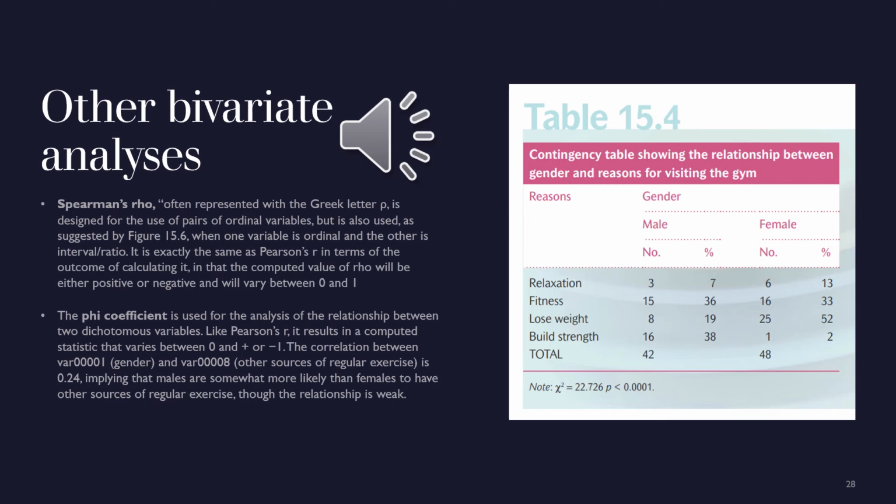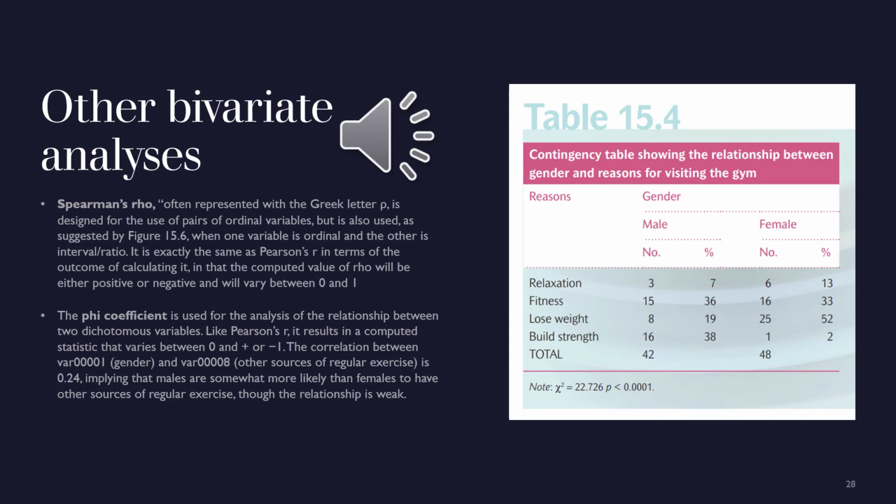The concept is very simple. Spearman's rule is designated for the use of pairs of ordinal variables, that is, categories in a specific order but not with a specific ratio apart. Now it's exactly the same as Pearson's. However, it's simply because one variable is ordinal and the other is an interval or ratio variable. However, you will still end up with a positive or negative number between 0 and 1.